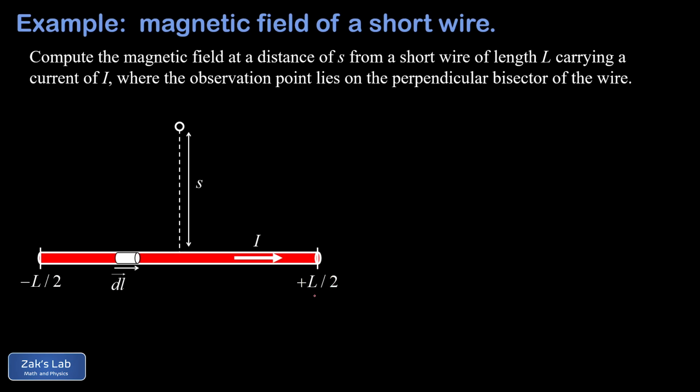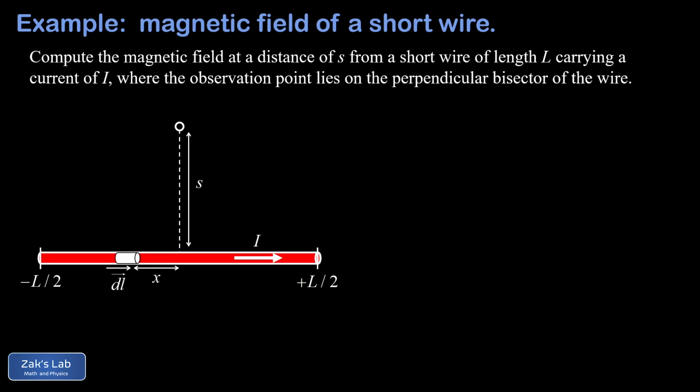And this suggests what I'm doing here is using the middle of the wire as an origin of coordinates, and we're going to call that variable x. This means our little slice of wire, dl, is located at a position of x, and then as we're doing our Biot-Savart integral, we're going to let x go from negative L/2 to positive L/2.